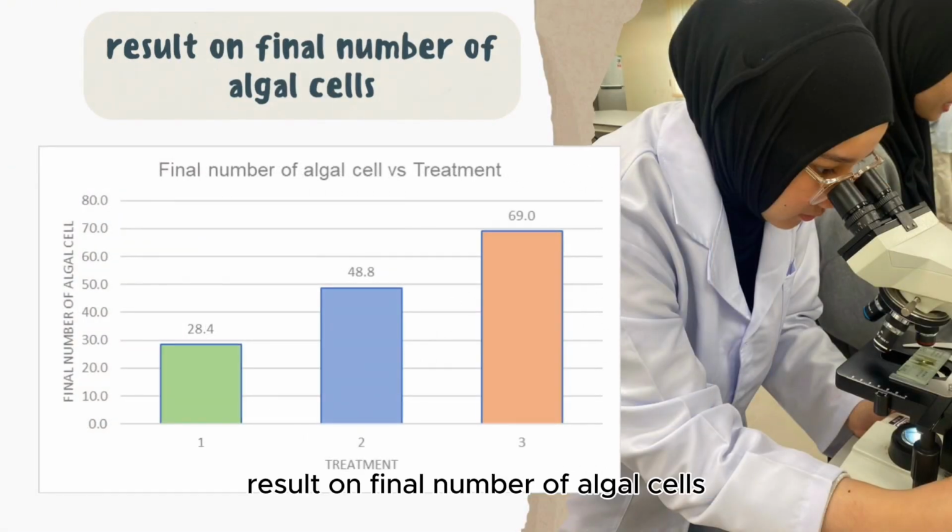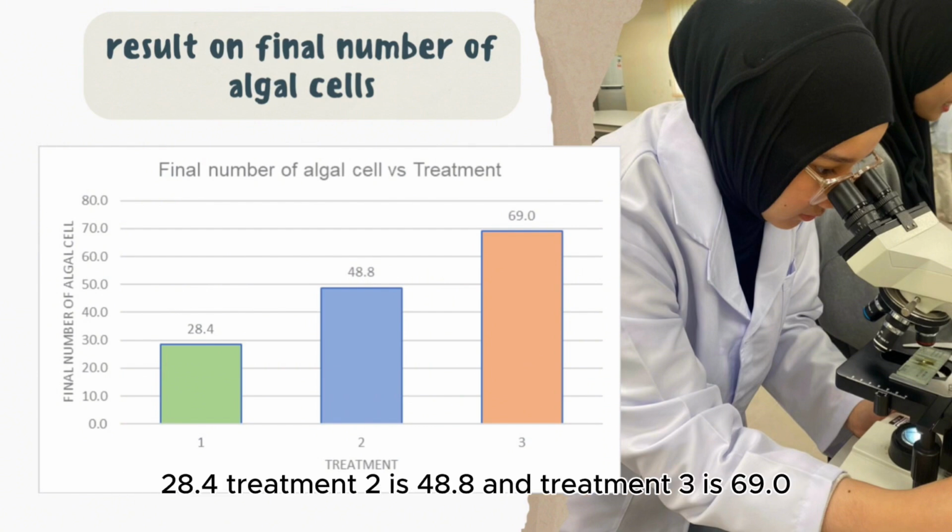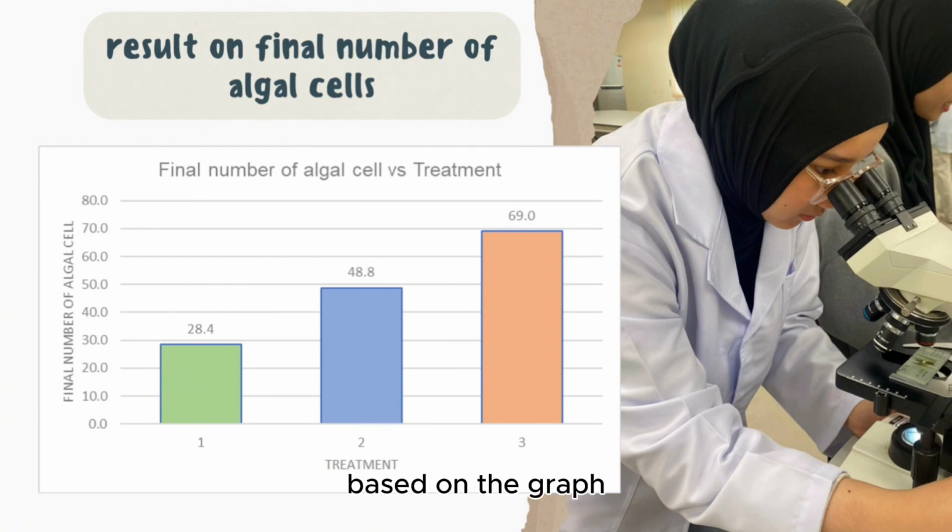Result on final number of algae cells. The average final number of algae cells for treatment 1 is 28.4, treatment 2 is 48.8, and treatment 3 is 69.0. Based on the graph, the best performance is treatment 3, which is where we are using fish meal.